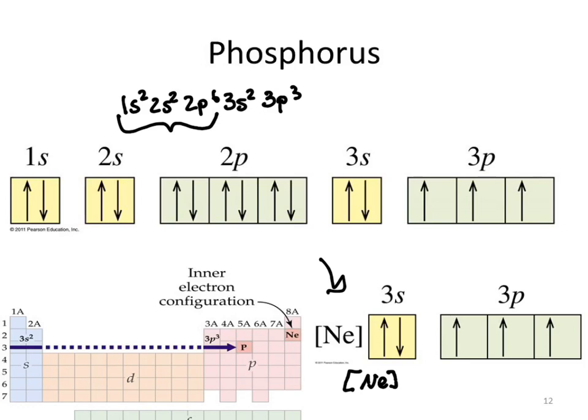And then whatever I write after that builds it up to where we are in the periodic table. So I have all the electrons that neon has plus a 3s2, 3p3. Okay?